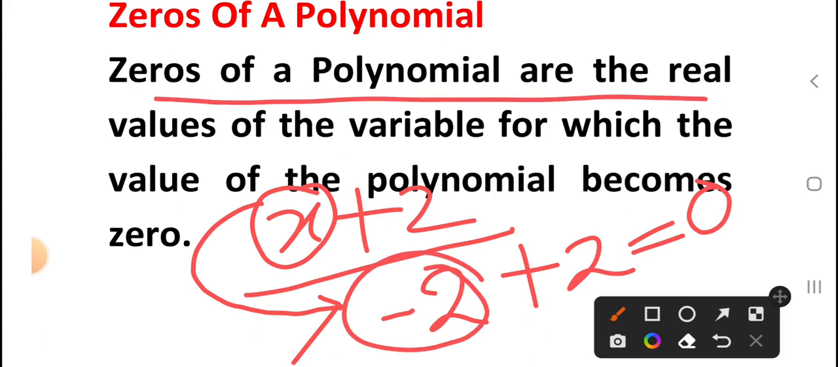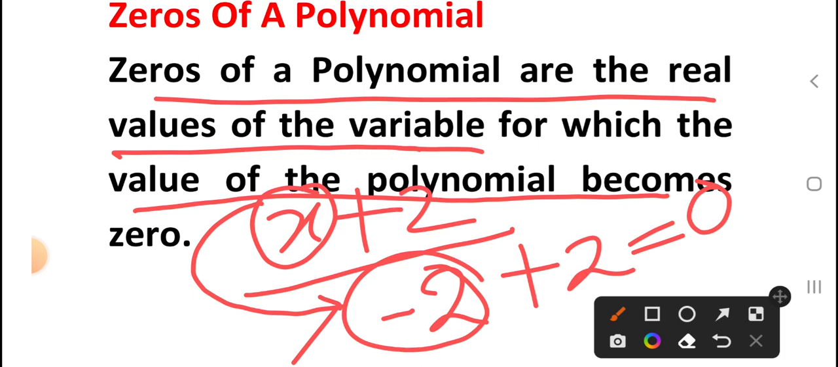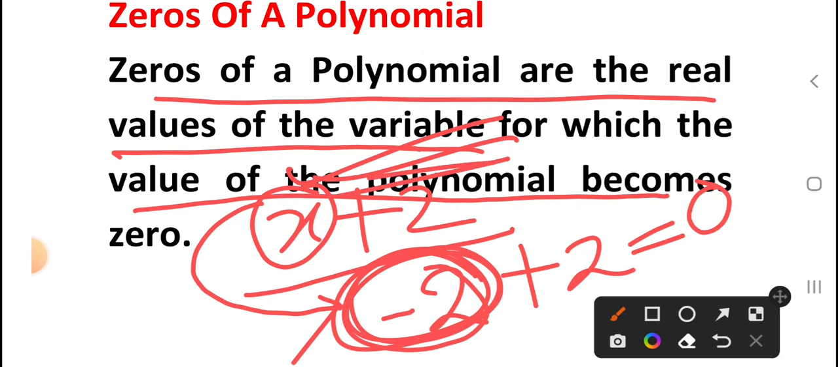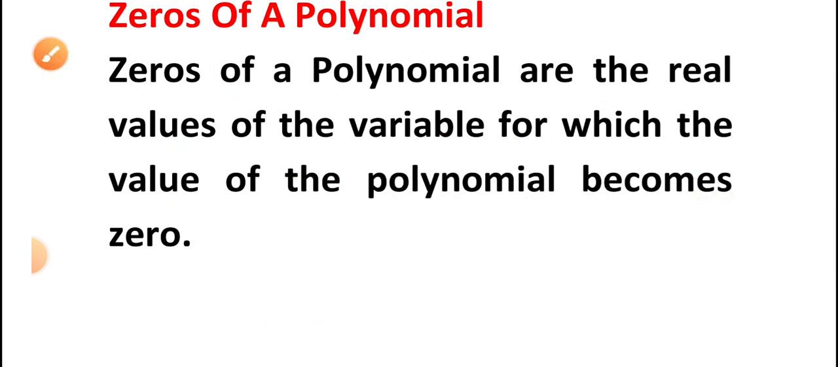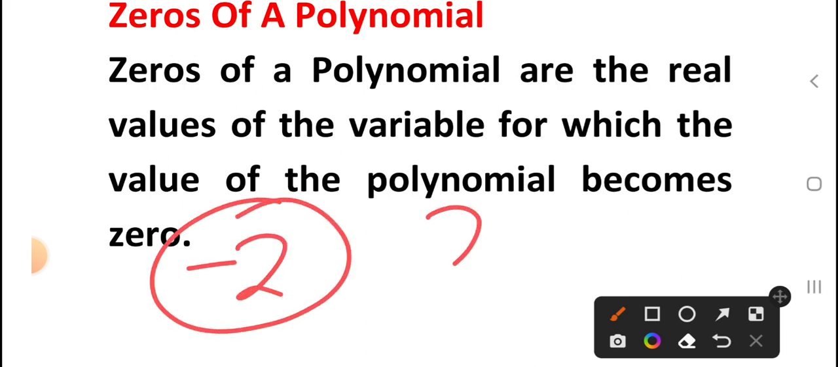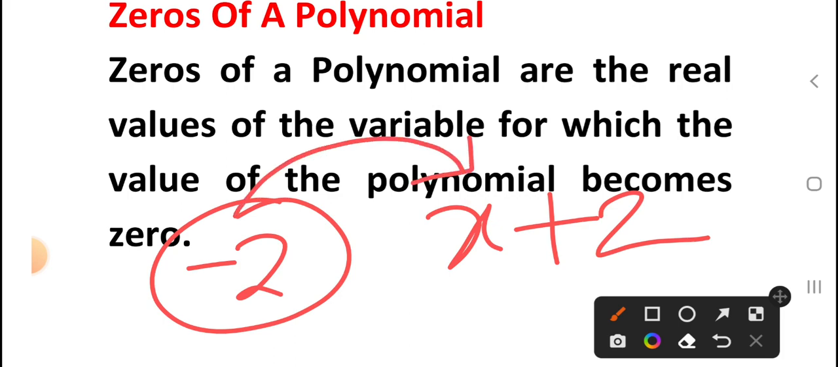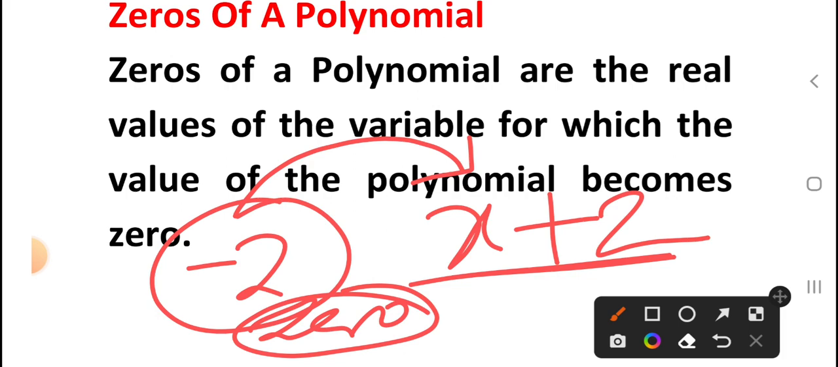Zeros of a polynomial are the real values of the variable for which the value of the polynomial becomes 0. That means whenever we take x equal to minus 2, in this case x plus 2 becomes 0. That's why minus 2 is the zero of x plus 2, because when we put x as minus 2, it becomes 0. Minus 2 is a zero of x plus 2.